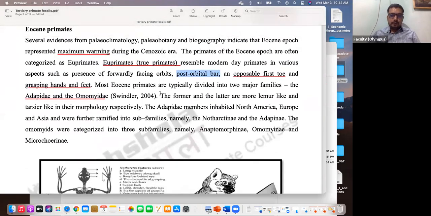Okay, so these Eocene primates are divided into two major families. What are the major families found in Eocene primates, the Euprimates? The two families are Adapidae and Homomidae. So what do you write? Euprimates or Eocene primates, write two major families: Adapidae and Homomidae.